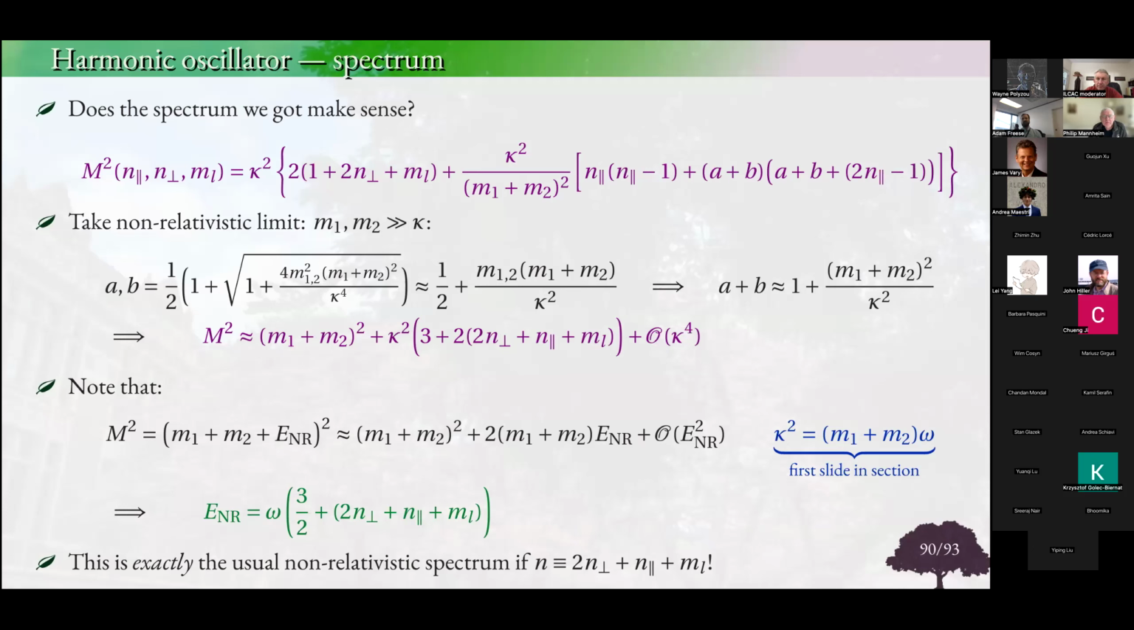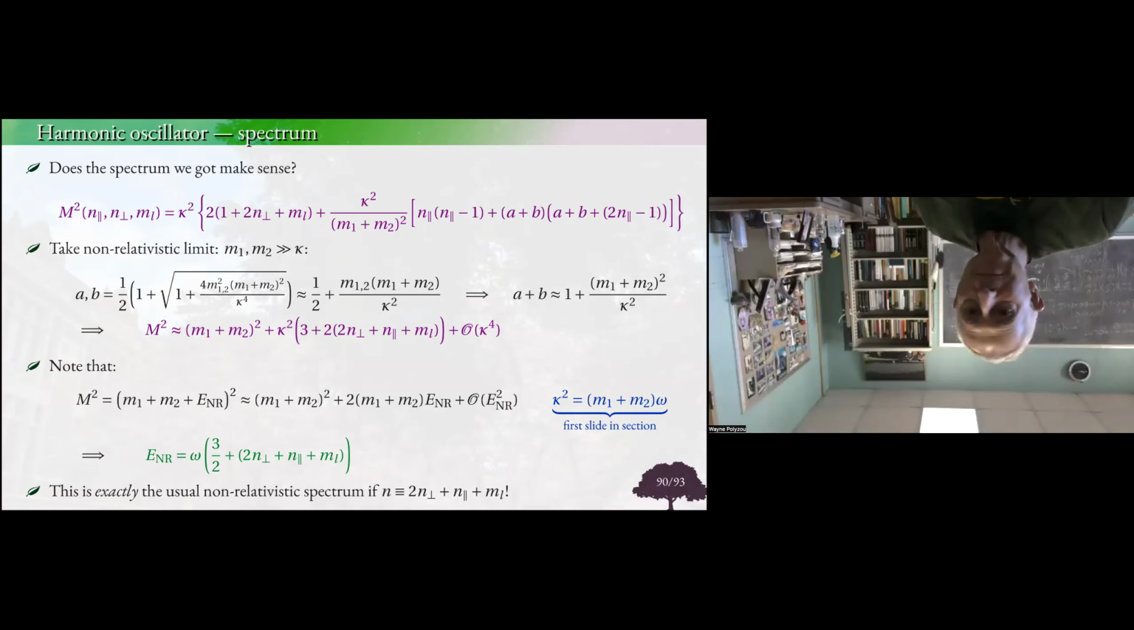Yeah. It would also be interesting to do the comparison because right now I have no intuition as to what the n-perp or n-parallel here mean. It would be interesting to see what combination of them actually maps onto, say, L in the instant form case.